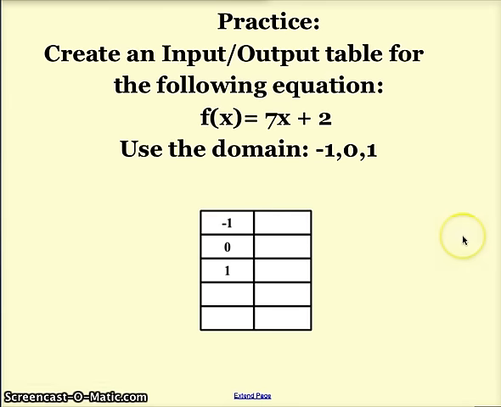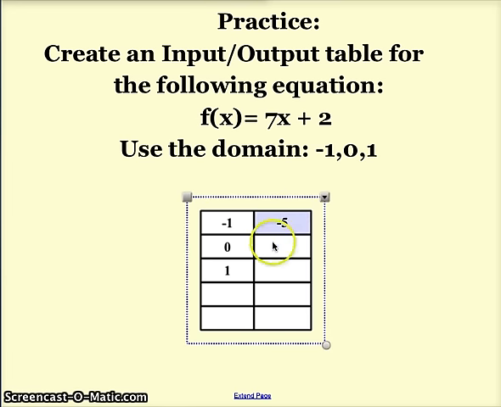And finally, let's talk about a function table. So basically, f(x) is a new fancy way of saying y = 7x + 2. So if you ever see that, it means nothing else but just y. Because this is saying a function of x, y depends on whatever x is. So if x is negative 1, 7 times negative 1 is negative 7 plus 2 is negative 5.